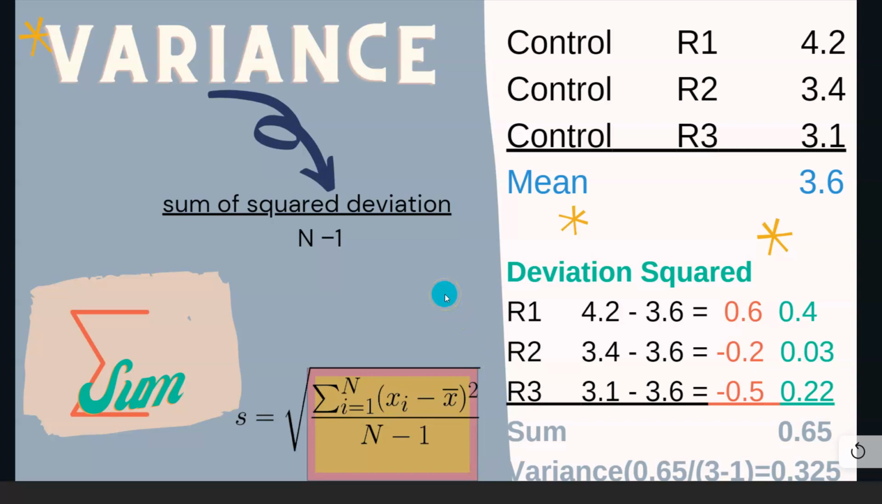The next step is to find the variance. What is the variance? The variance is the sum of the squared deviations divided by n minus 1. All right, well, we've already found our squared deviations in our previous slide, right? So we have our deviation squared right here. So we're literally just going to take the sum of it. We're going to add those together. 0.4 plus 0.03 plus 0.22 is 0.65. So we found the sum.